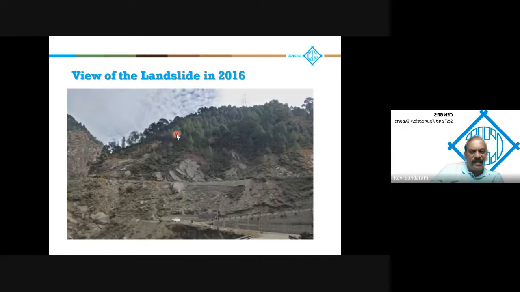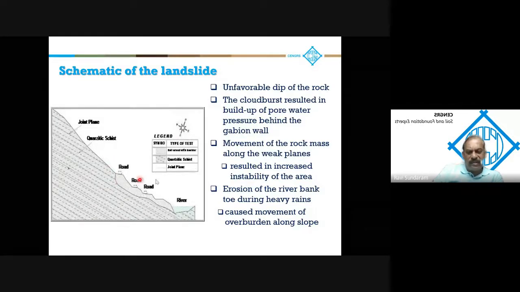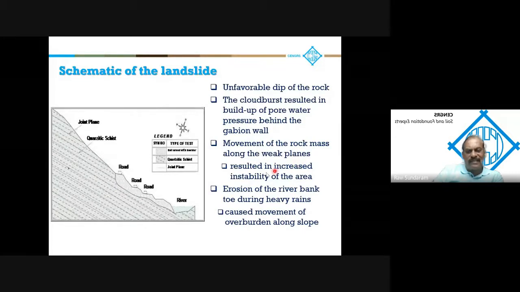So you can see the condition in 2016. That's a schematic of the landslide. Unfavorable dip of the rock is what caused the landslide. The cloudburst resulted in buildup of pore water pressure behind the gabion wall of the road, and the movement of the rock mass along the weak planes resulted in increased instability.